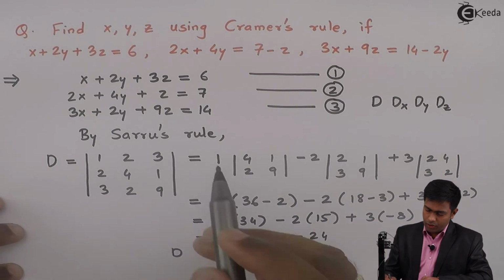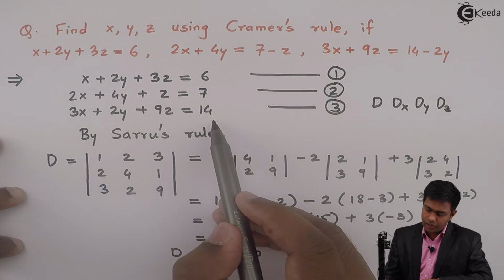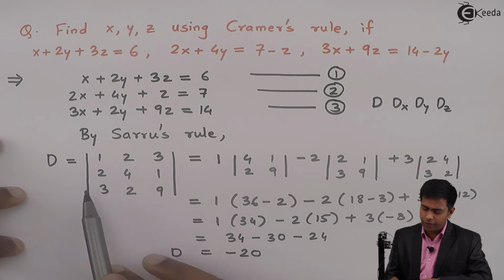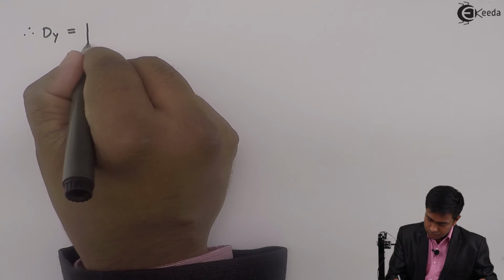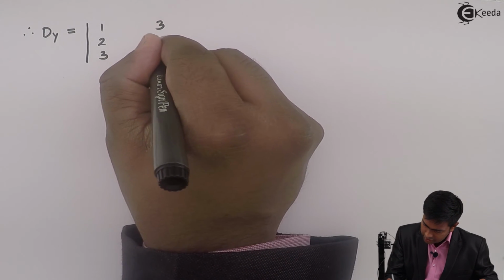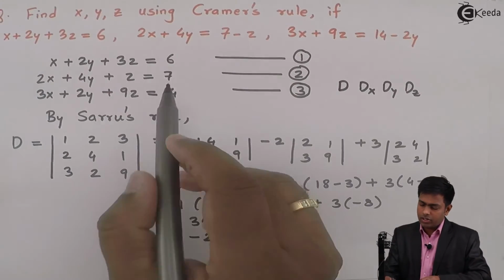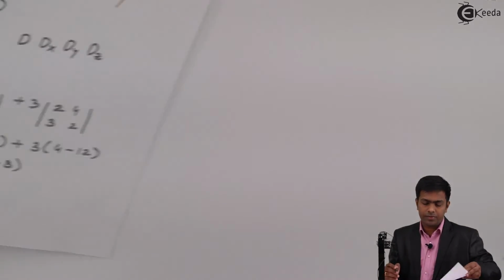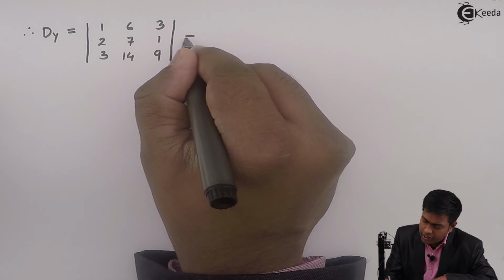So therefore, to get the value of dy, we will replace the coefficients of y with the constant. So the middle column will change and the first and third column will remain as it is. So the first column is 1 2 3 and the third column is 3 1 9. So we will change the middle column. So the constants are 6 7 and 14. I will replace it over here. So it will become 6 7 and 14. Now let's find out the determinant.